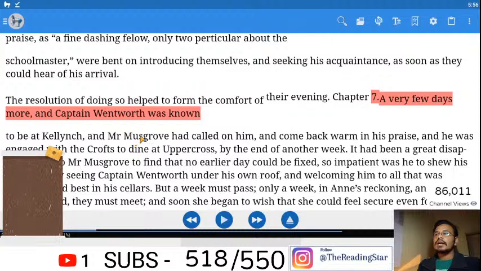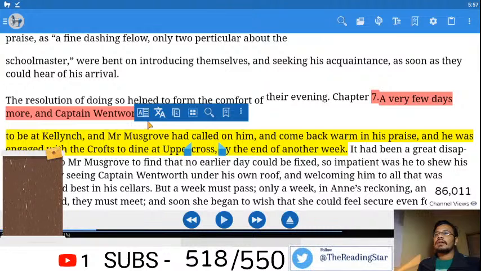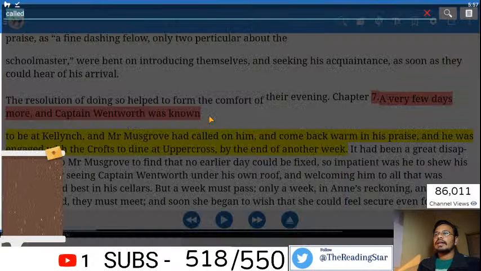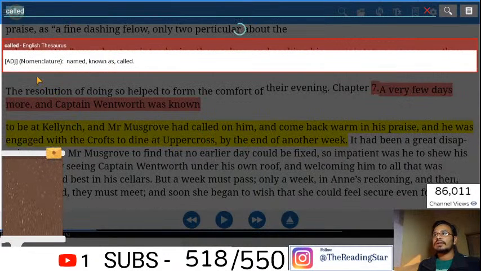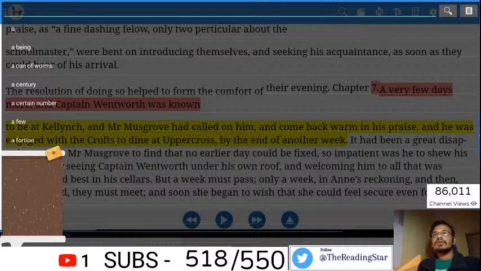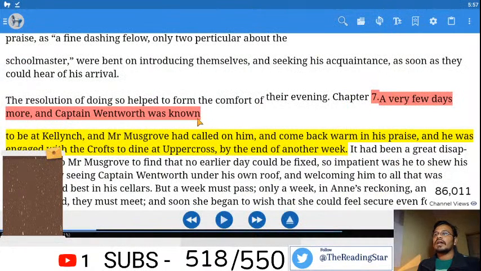For example, if there is a word like "called" in "Mr. Musgrove" and I cannot understand the meaning of it, then I can just simply click here, and it will tell me the meaning of the word called, that is named, known as, or called. And that is good for vocabulary purposes as well, and hopefully it is going to help us in improving our vocabulary also.